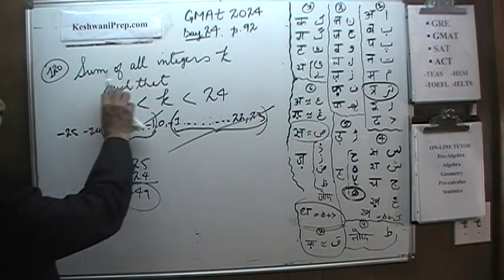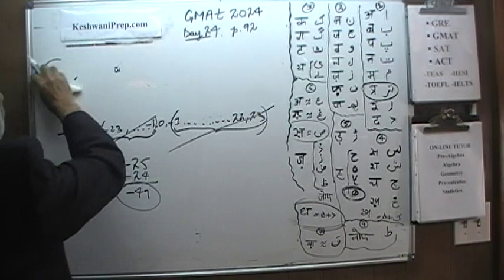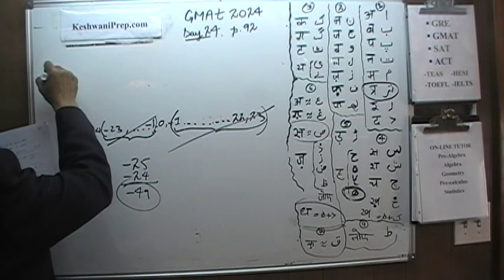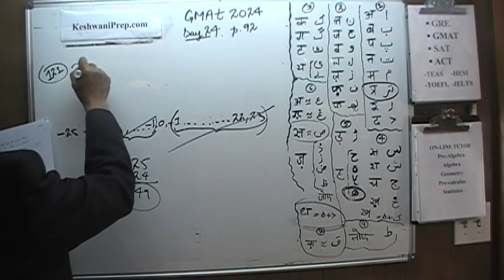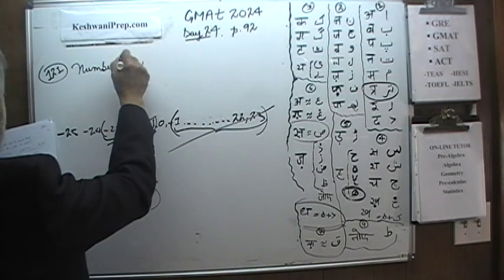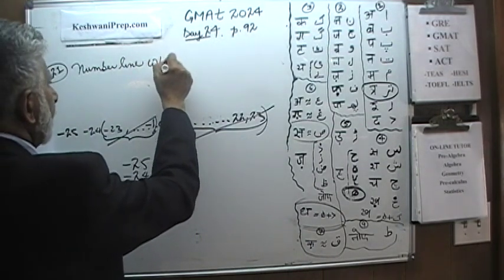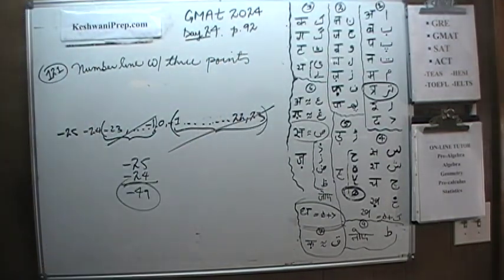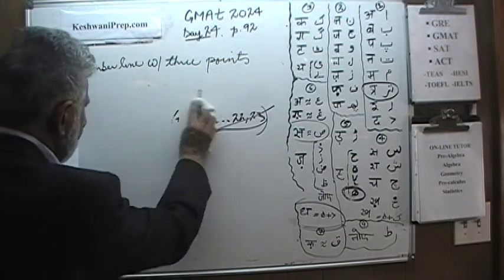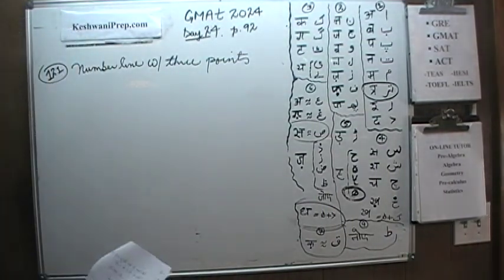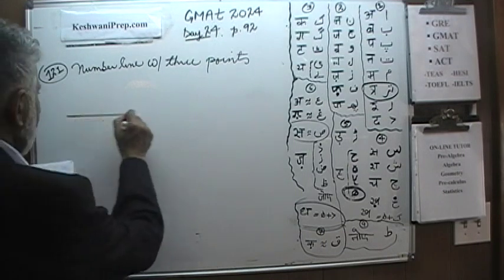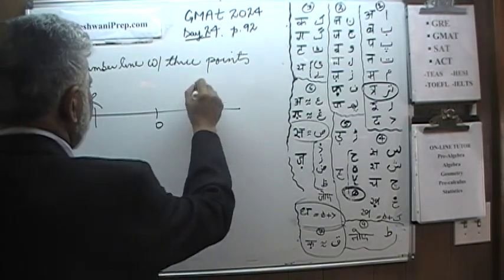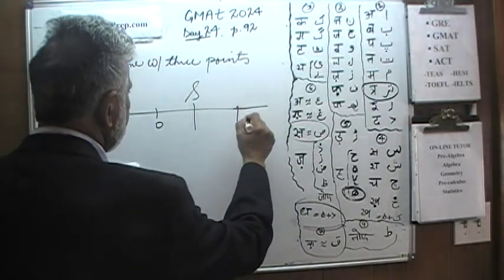Let's do the next one. 121. We are told that we have a number line with 3 points. The number line looks like this. This is something given to us in the problem itself. Here's the zero they tell us. Here is point R. Here is point S. And here is point T.